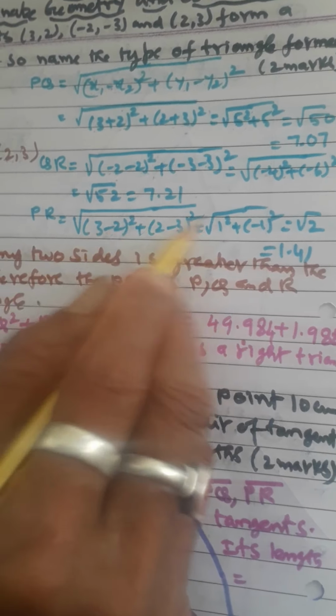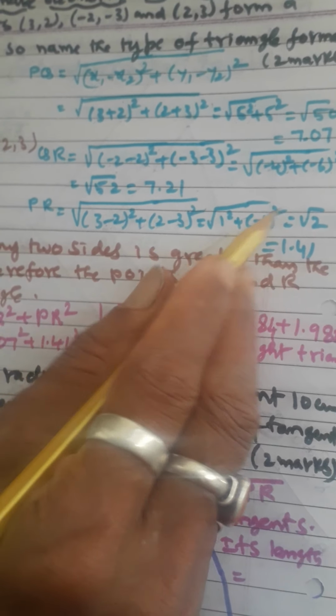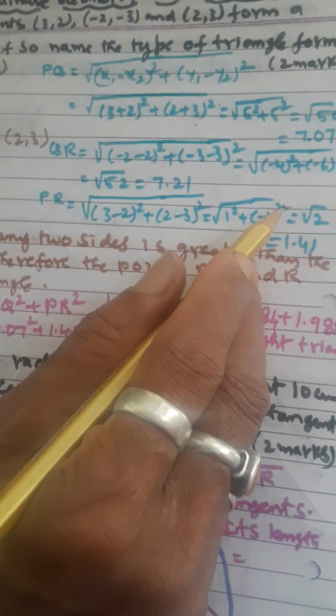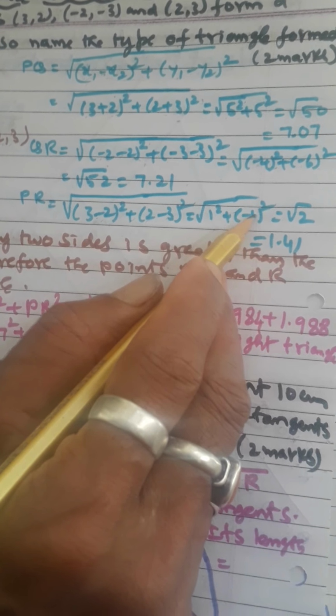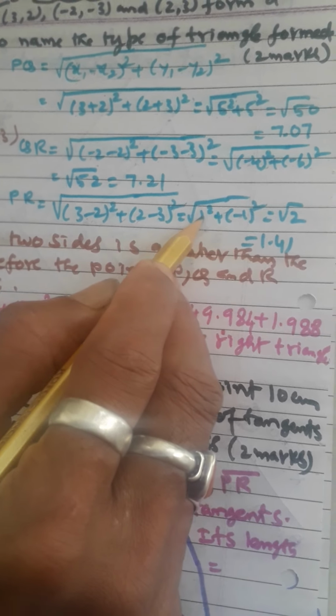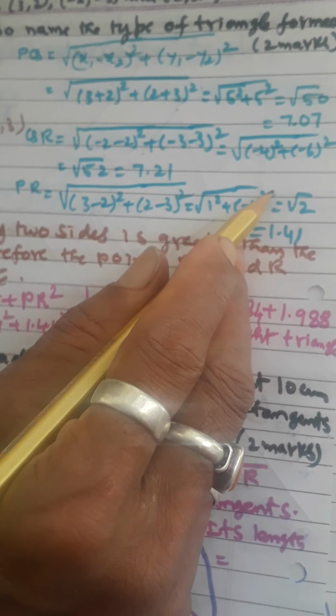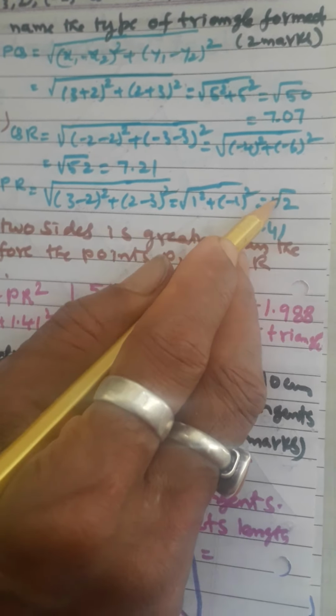3 minus 2 you will get 1 square, then 2 minus 3 is minus 1 whole square, but for the square, minus into minus also becomes plus only. So 1 square is 1, and minus 1 whole square is also 1. Adding both 1s, you will get square root of 2.